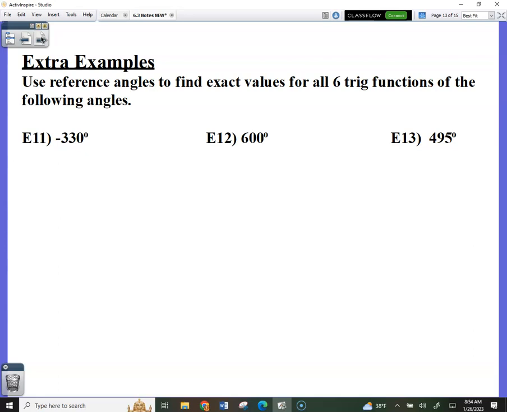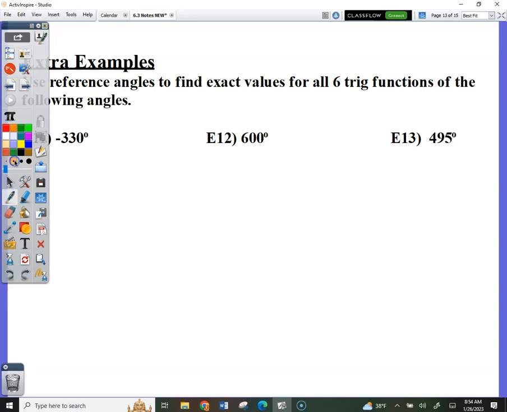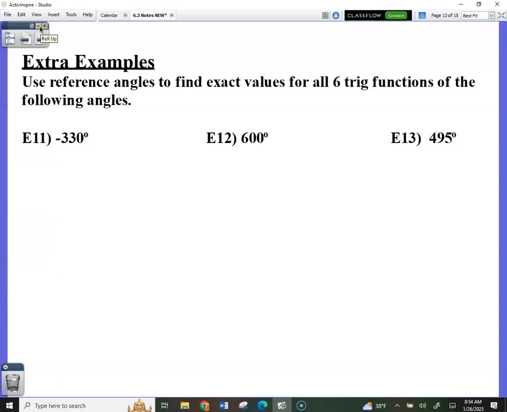To help you understand where negative 330 is, you think about it. Negative means what direction do I go? I'm going to go down. So this would be 90, 180, 270, 360. So it's somewhere in quadrant 1, right? So it's rotating and landing here. That's negative 330.